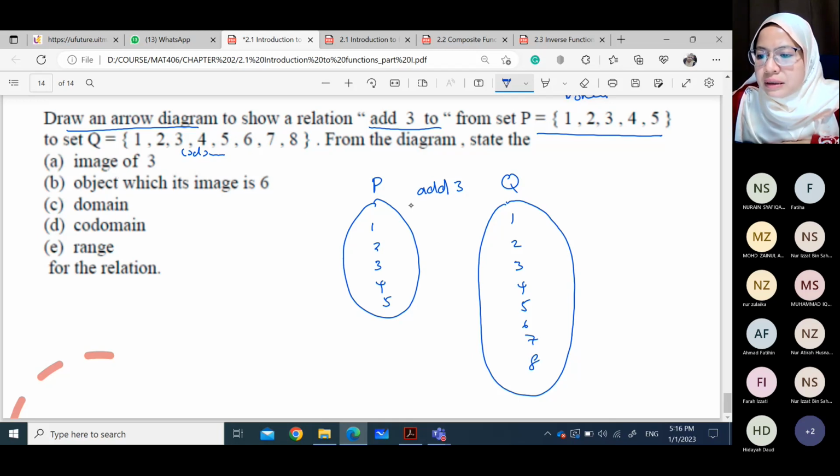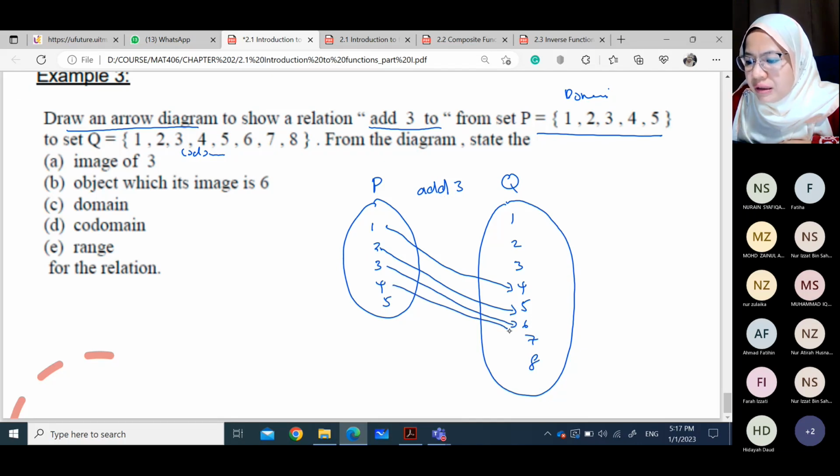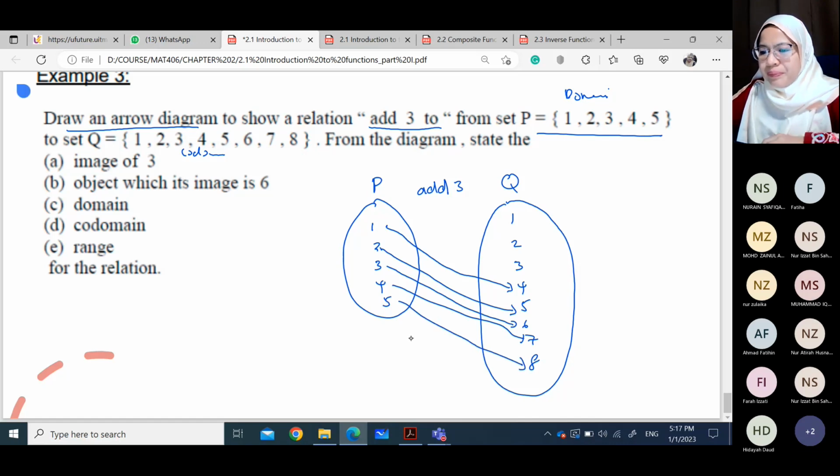Alright, so now kita map. So 1 at 3. It is map to 4. 1 tambah 3, 4. Macam tu. So 2 at 3. 2 at 3 is berapa? 5. 3 at 3 is 6. 4 at 3 is 7. 5 at 3 is 8. Okay. So ini kita dah map.